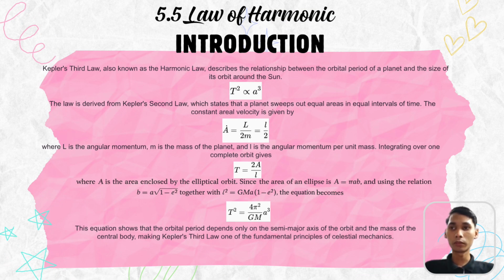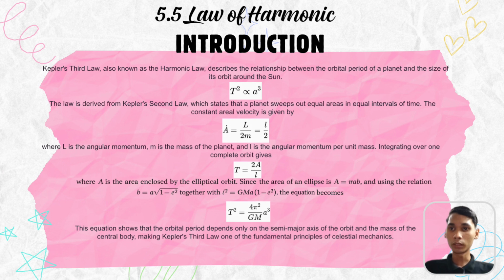For subtopic 5.5, the law of harmony. For the introduction, Kepler's third law, also known as the harmonic law, describes the relationship between the orbital period of a planet and the size of its orbit around the Sun. It states that the square of a planet's orbital period is directly proportional to the cube of the semi-major axis of its elliptical orbit. The law is derived from Kepler's second law, which states that a planet sweeps out equal areas in equal intervals of time.